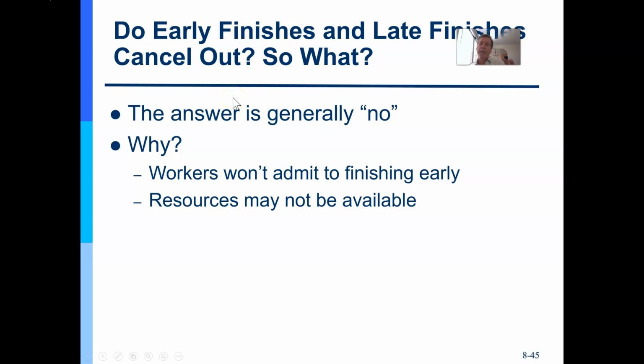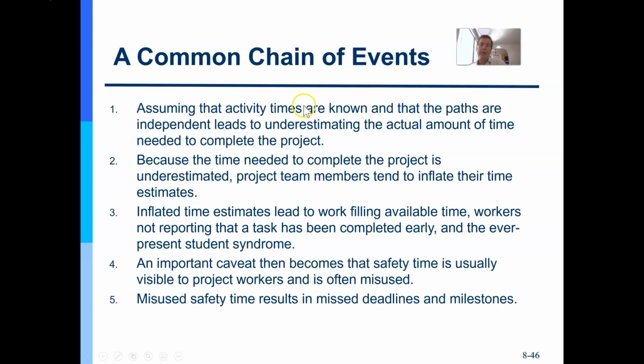The next question is, so each activity has an early start and an early finish, and a late start and a late finish on each activity. We saw those in the numbers. So do early finishes and late finishes cancel each other out? And the answer is no. And this is why I end up with float on some activities, right? And again, workers tend to not admit to finishing early. That's Parkinson's syndrome. Also, remember, resources may not be available, so things don't necessarily cancel themselves out.